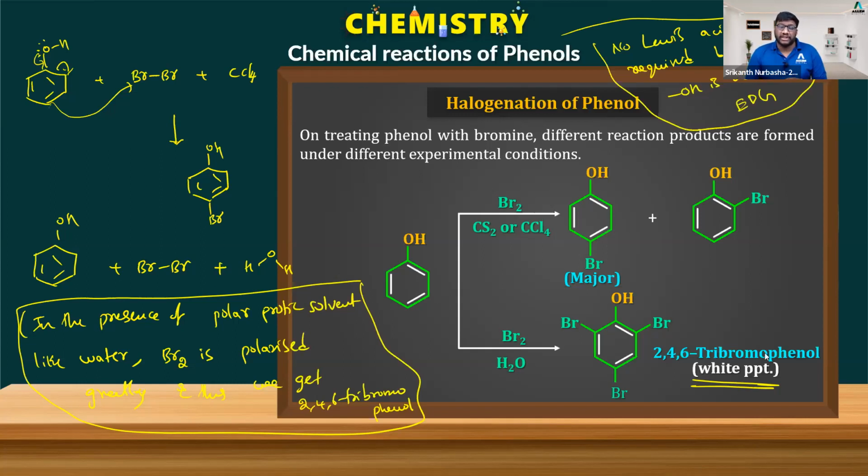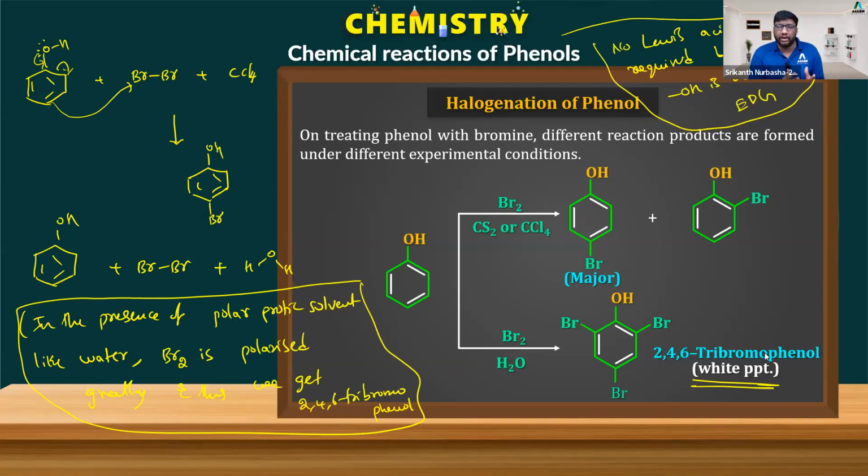There are 3 points you need to understand carefully. First point, you don't require a Lewis acid. Why? Because OH is a very good electron donating group. Second point, although OH is a very good electron donating group, if you treat phenol with Br2 in a non-polar solvent like CCl4, you get only monohalogenation.